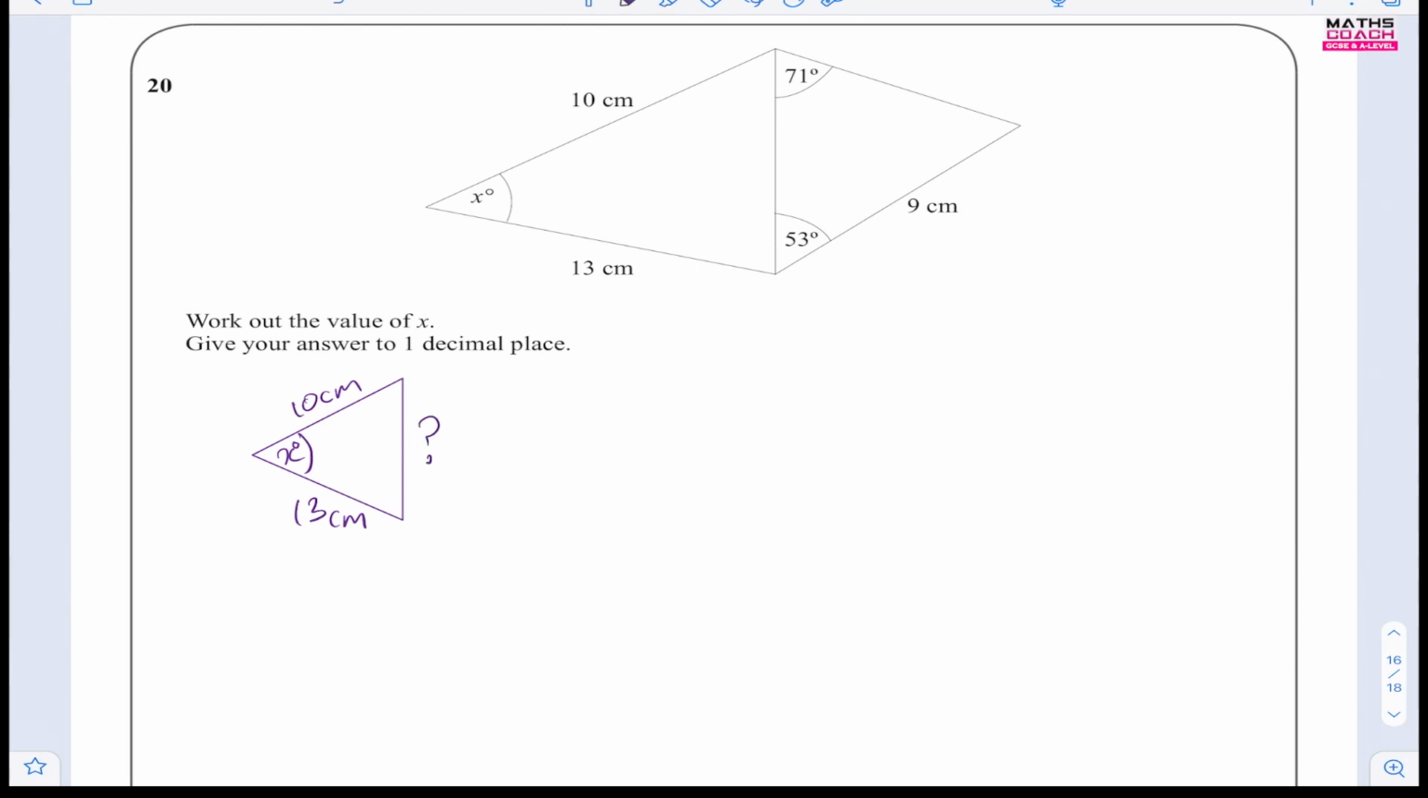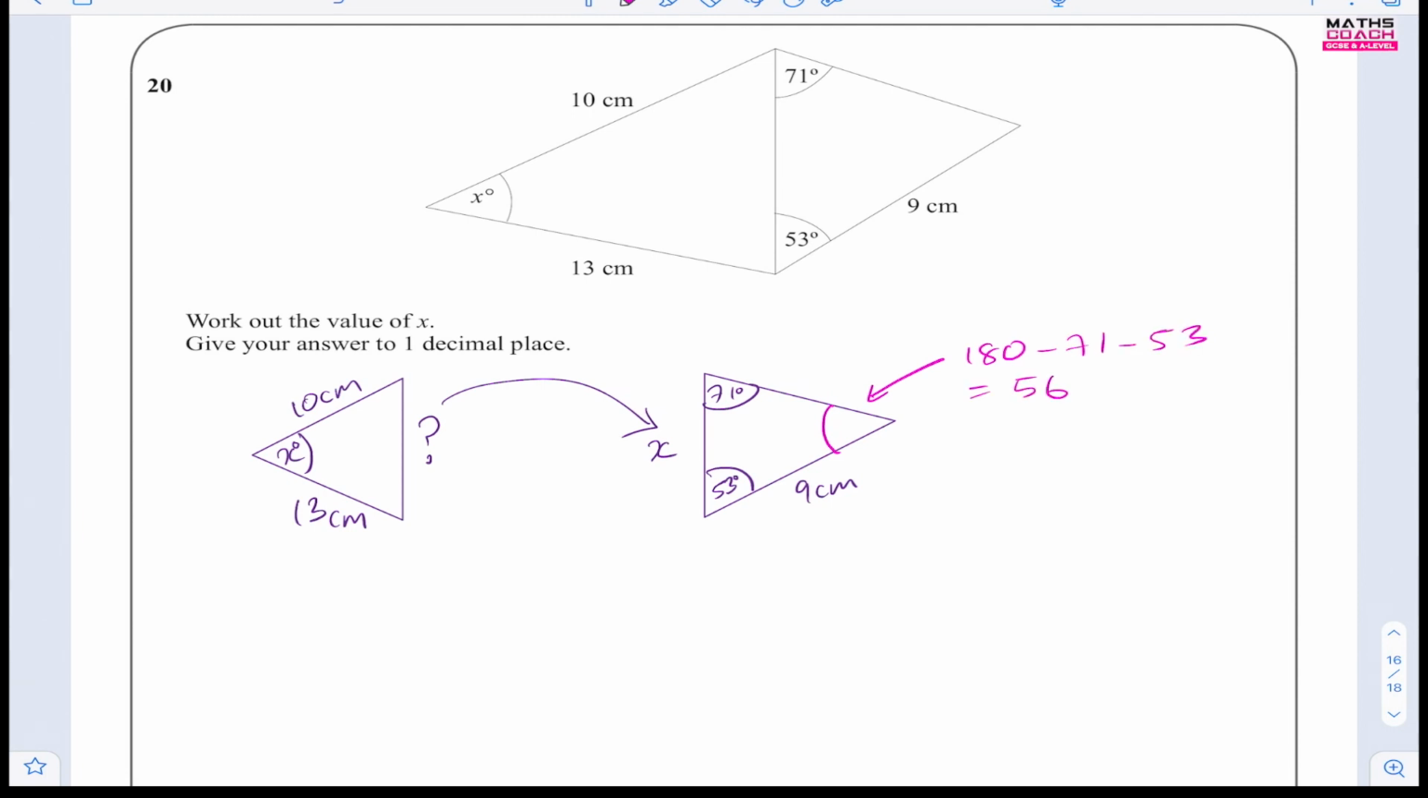So how do we do that? We can use the second triangle. So let's draw that. So here is the second triangle. We are trying to find the length here, which is the same as the question mark on the other triangle. Now we can start off by finding this third angle as well, and we can do that by using the fact that angles in a triangle add up to 180. So we'll do 180 minus 71 minus 53, and that gives us 56 degrees. So this is 56 degrees.